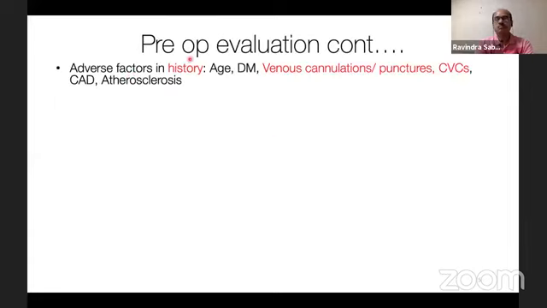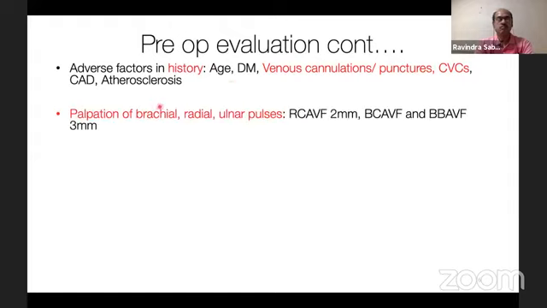We have to note adverse factors in the history of a patient. History of venous cannulation and punctures or central venous catheters is an adverse factor. On that side, we should avoid doing an AV fistula. Age and diabetes mellitus are against maturation, as well as they are risk factors for ultimate failure because of the quality of vessels. We make every effort to palpate all the arterial pulses, whether they are palpable or not, and the quality of vessels.